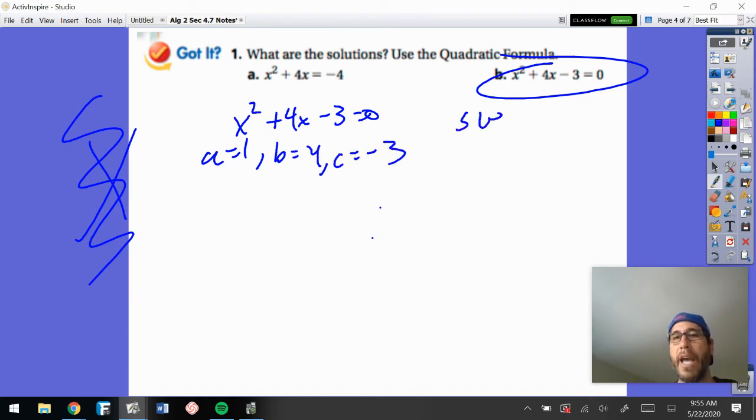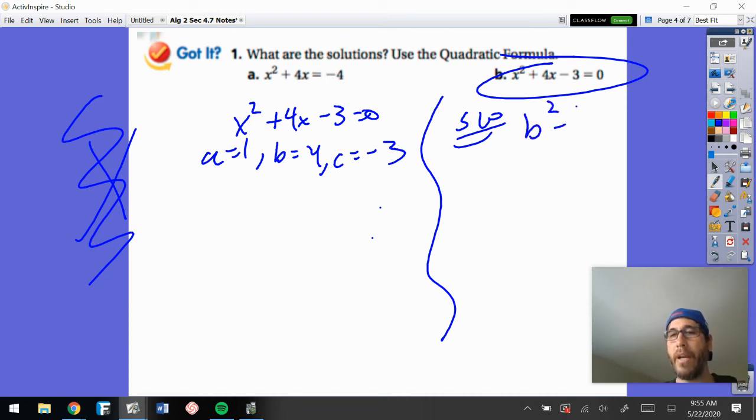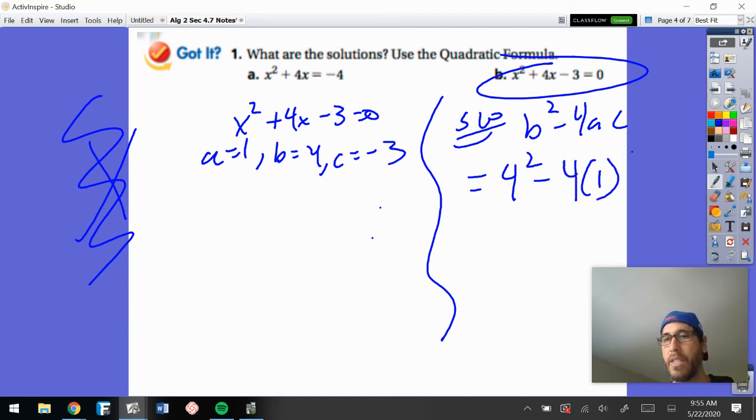I'm going to do my little side work because I should always find my discriminant first, which is b squared minus 4ac. Okay, b, what's b? It is a 4. Okay, so we got 4 squared minus 4 times 1, which is a, times c, which is negative 3. So that would be, ooh, that should be in parentheses. Shame on you, right? Because if it was negative, that'd be very important.